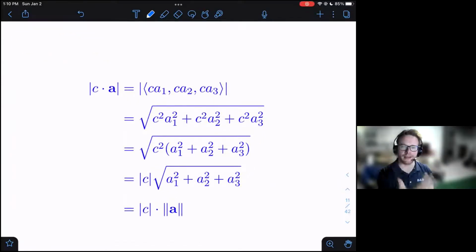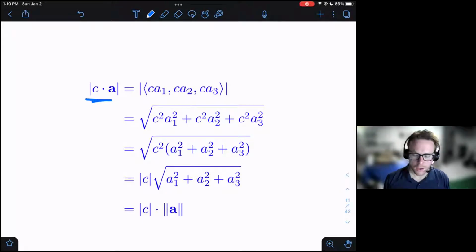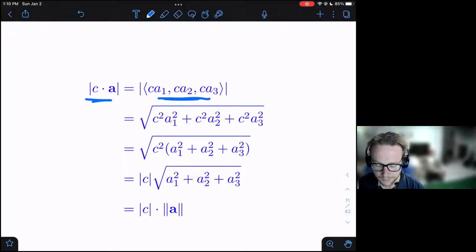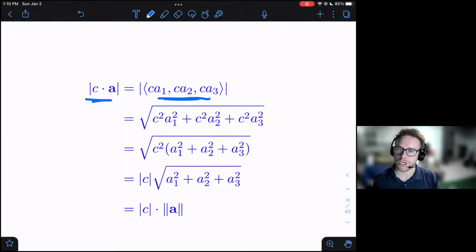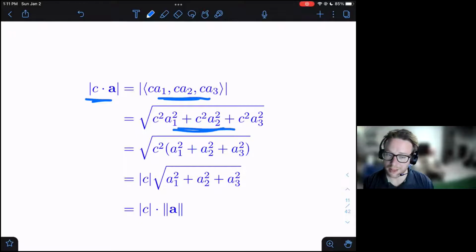Again, we're taking the length of some vector that's been scaled by a factor of c. Well, we can apply this scaling to each component. That's just the definition of scalar multiplication. And again, we're asking for the length of this. So we know a formula for the length of a vector, and we apply that. We're going to square each component, add them together, and throw it inside of a square root. That's the length of the vector.